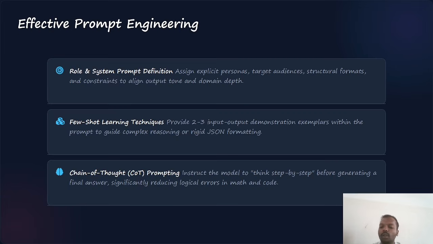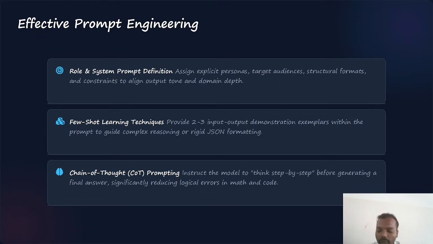Okay, next, effective prompt engineering. Knowing how LLMs process information helps you write better prompts. Three key techniques to get the best performance are: role definition, give the model a clear persona, constraints, and a target format, for example, act as a senior software engineer. Second, few-shot learning: show, don't just tell, and give two or three examples of input and desired output directly inside your prompt.